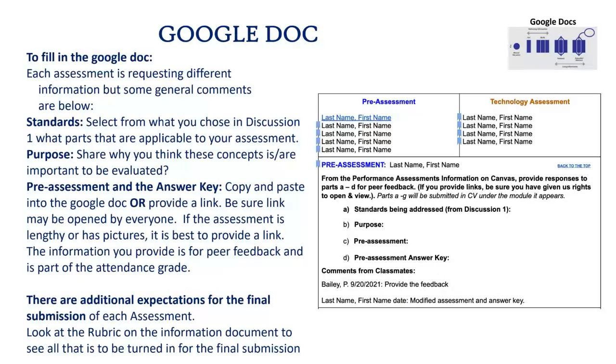Part A. Part A is the standards that are applicable to your assessment. Not all of them, just what is applicable. Just cut and paste those pieces in. Purpose, you're going to have to write it actually twice on the final assessment. But purpose, tell me why you're giving this assessment. I need to know that while I'm looking at it.